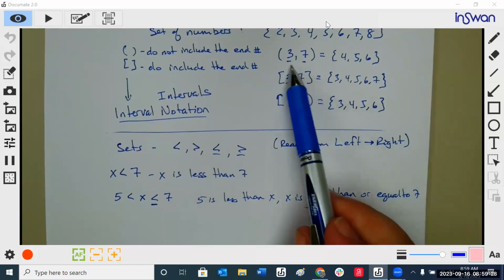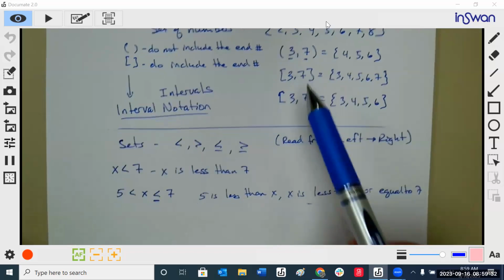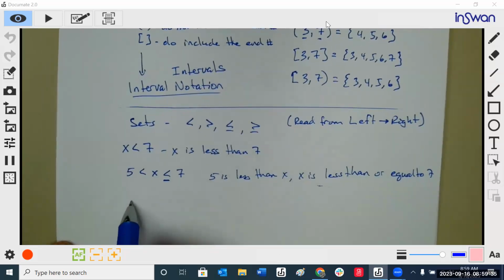Let's relate these to our setup we had up here. Between 3 and 7, I would do it this way.